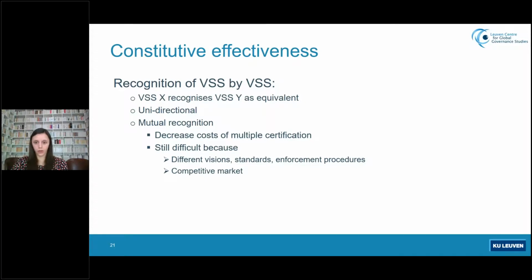But mutual recognition, as you saw in the reading for today, still needs to be improved in the VSS markets, because now mutual recognition is not very intensive because VSS have very different visions, standards, or enforcement procedures. And as we saw earlier in their institutional design, VSS can be very diverse.